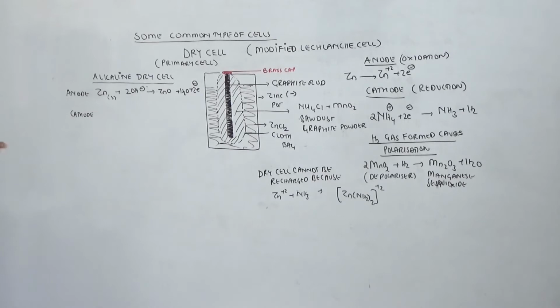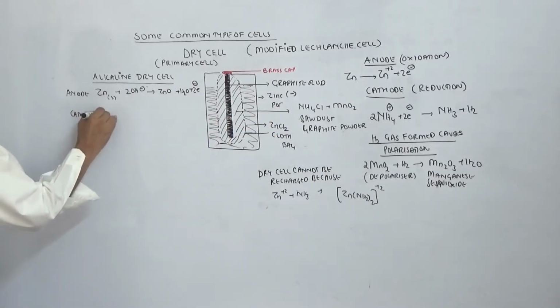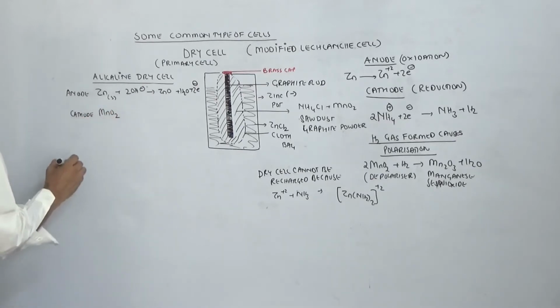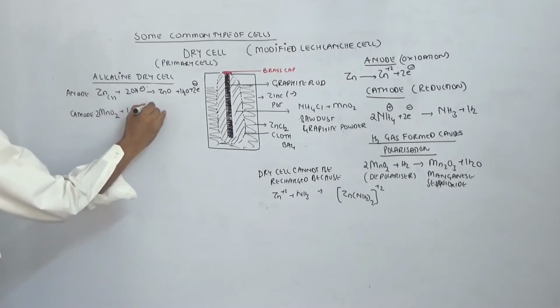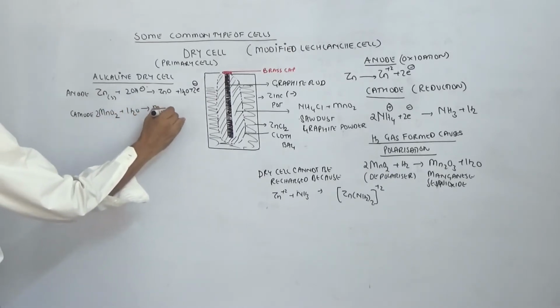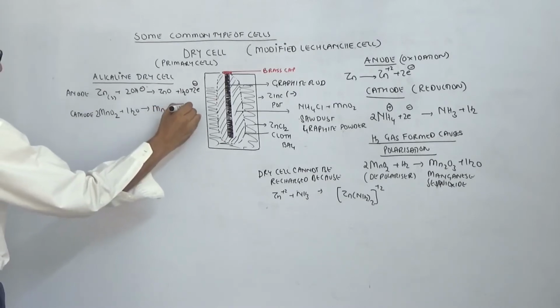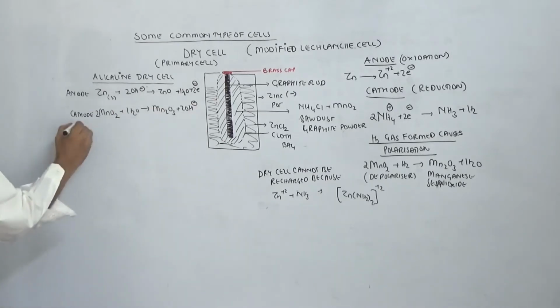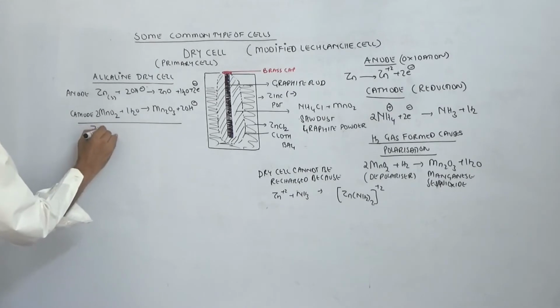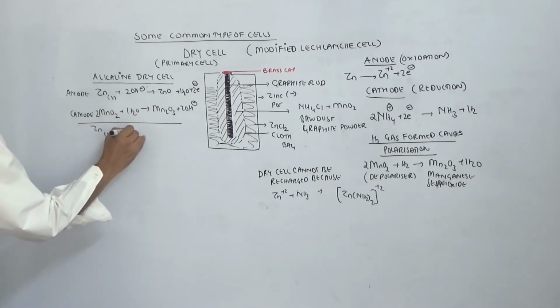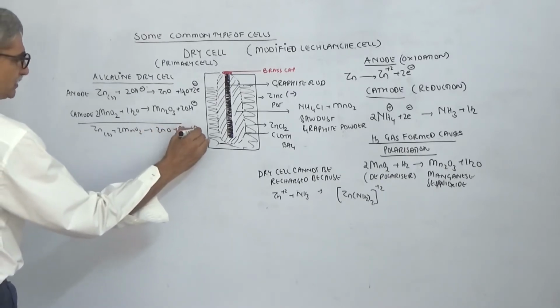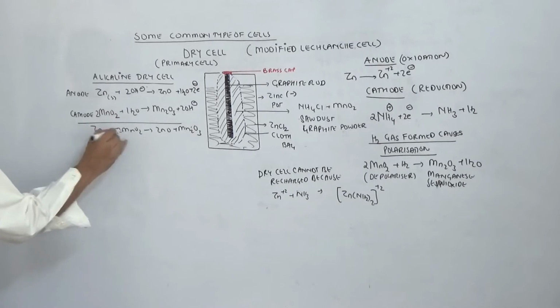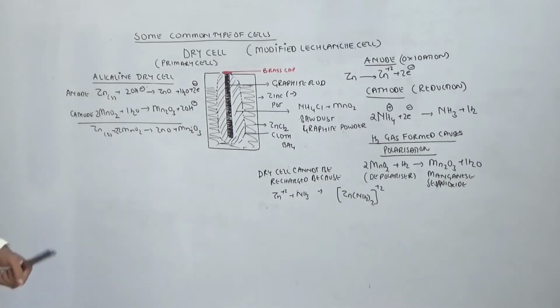And here in the dry cell it was ammonium chloride which was undergoing reduction. Here it is the manganese dioxide which undergoes reduction now. 2MnO2 plus H2O forms Mn2O3 again plus 2OH minus. This is getting regenerated. So your net reaction is what? Zn plus 2MnO2 forms ZnO plus Mn2O3. So this is how the reaction takes place.